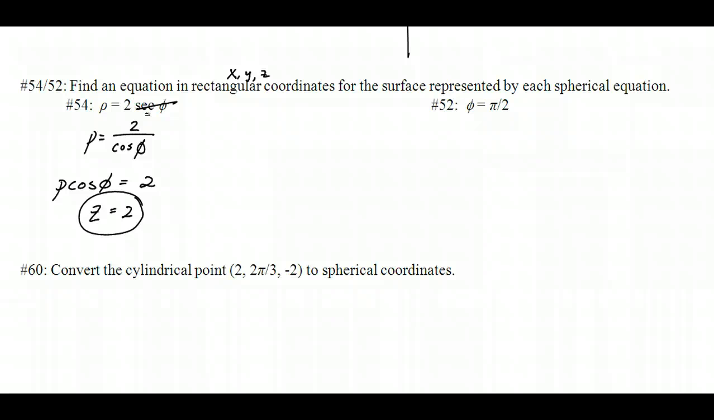Otherwise, you're looking for those kind of ugly equations, like this one with the rho times cosine phi, or your rho times sine phi cosine theta, and they are kind of ugly to look for, and we just haven't done them before, so it's a little bit more difficult to recognize.